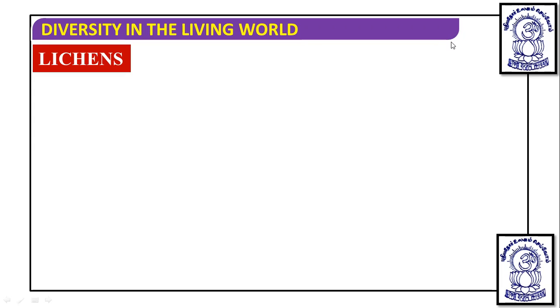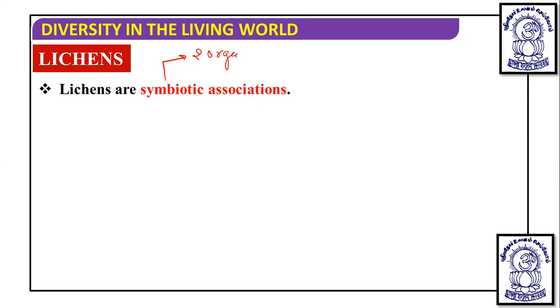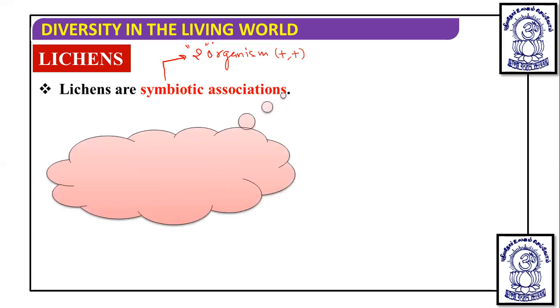So first we should understand what lichens are. Some pronounce it one way, some another. So lichens are a symbiotic association. Symbiotic association means that two organisms are involved, and these two different types of organisms are beneficial to each other. So we call it a symbiotic association.